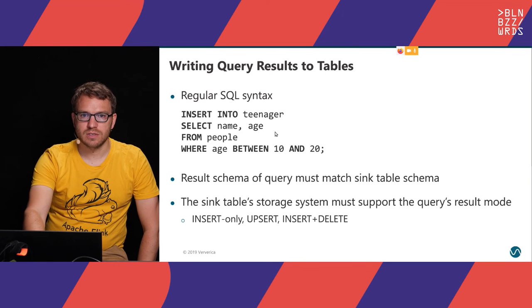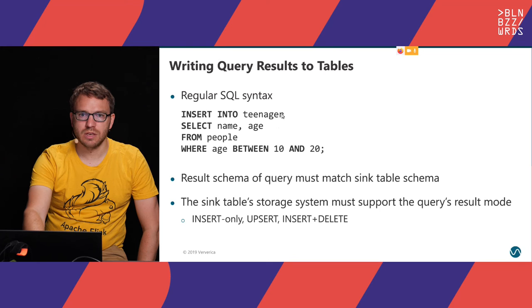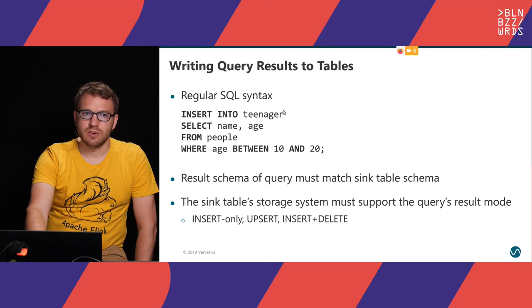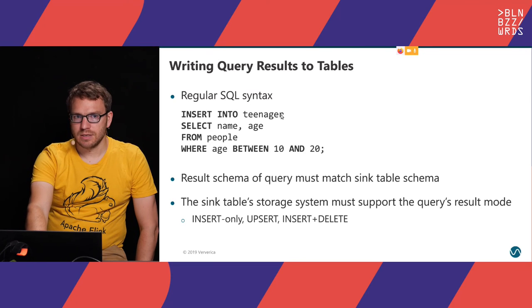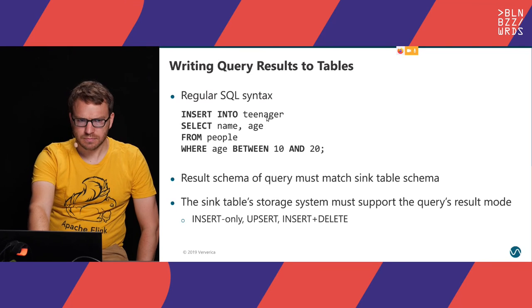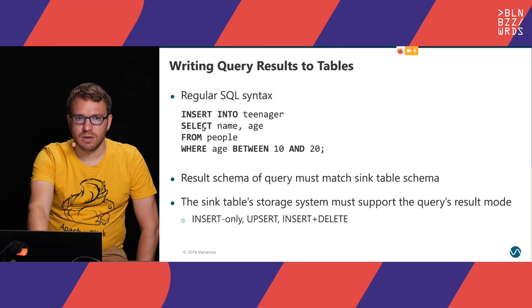If one of these fields is not available in teenagers, the query will fail, and Flink will say, "I don't know how to write this data to teenagers." And also the connector that was configured for the teenagers table needs to be able to update the table. Needs to be able to write the result table of this query to the external system.